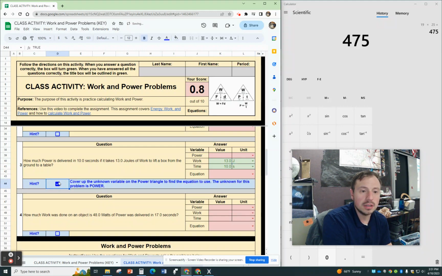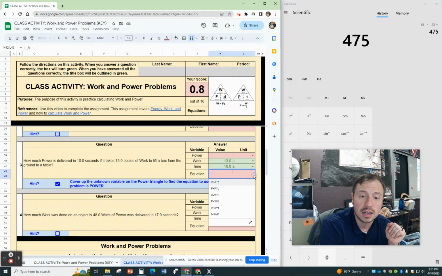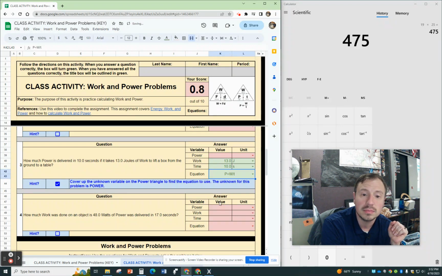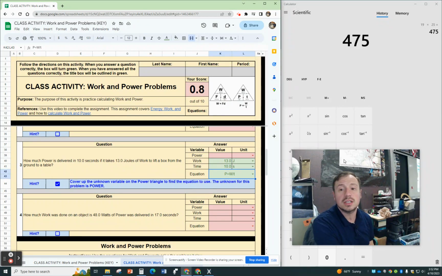So I look at my little hint. It says cover up the unknown variable in the power triangle to find the equation to use. The unknown for this problem is power. So I come down here and I click, and I have power equals work divided by time. Right? So that's the equation that I'm going to use. It's very helpful because it turns green when I choose the correct equation. So now I can plug my known variables into the equation.